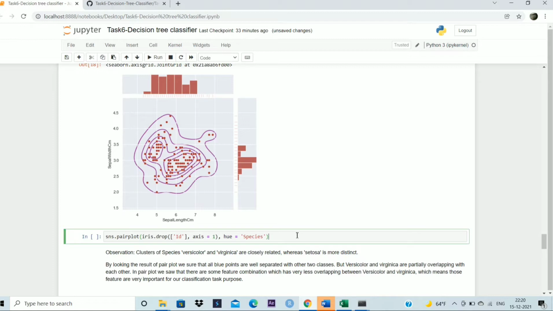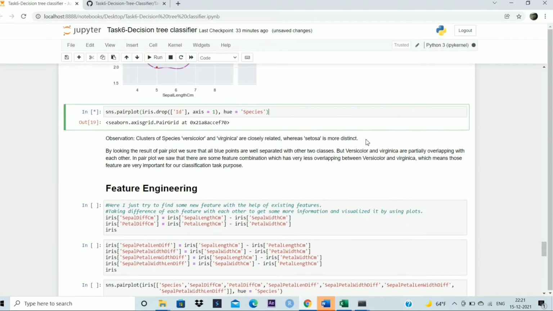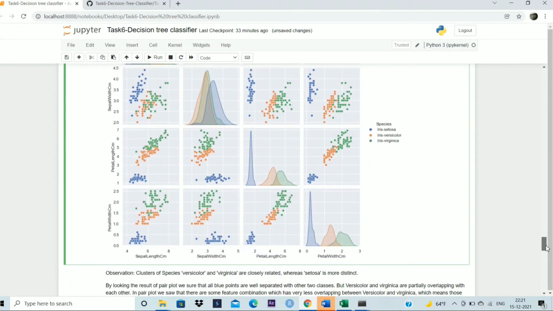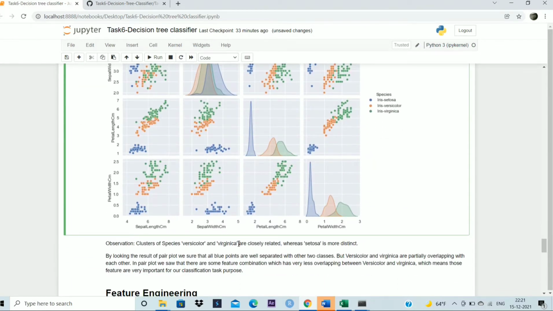Next, I've done a pair plot. So it comes out like this. So from here we can say that the cluster species of iris versicolor and virginica are closely related, whereas setosa is more distinct, because by looking at the result of the pair plot, we are sure that all the blue points are well separated from the other two classes, but versicolor and virginica are partially overlapping with each other.